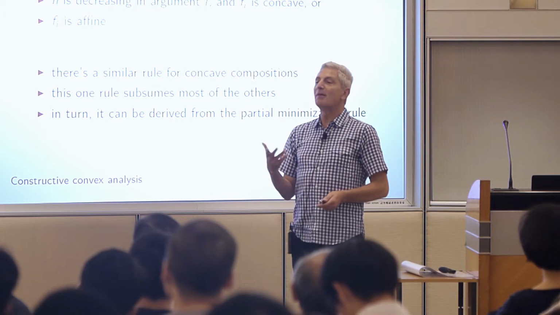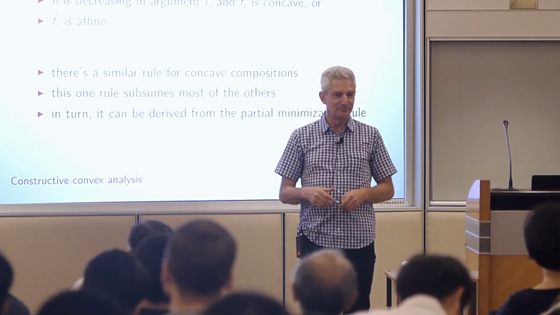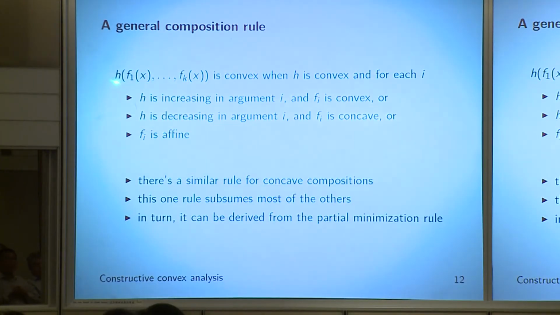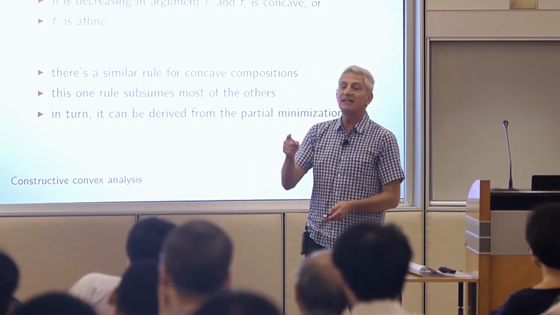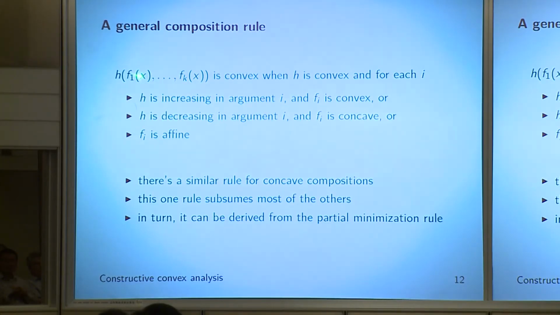So here, I'll show you a very complicated way to show that the sum of two convex functions is convex. Ready? In that case, I take h to be the sum function. It's a dumb function. It's convex, by the way, so it's fine. It just adds its arguments up. It's actually monotone increasing in each argument. So therefore, if I have f1 and f2, they can be convex. So it just matches.